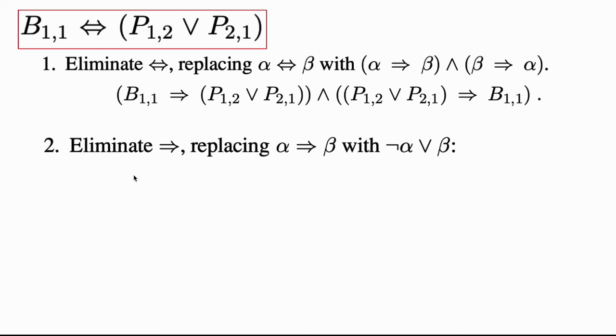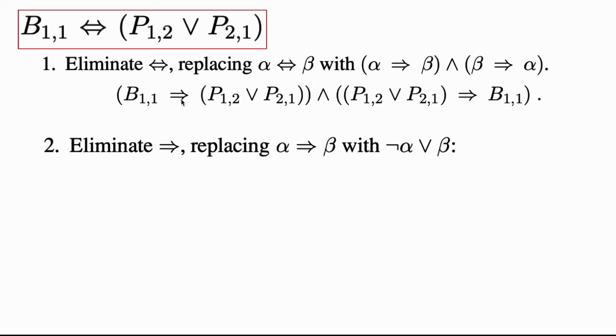The next step is to eliminate the implies, using the format not alpha or beta. If you look at the truth table for alpha implies beta, and the truth table for not alpha or beta, you will see that they are exactly the same. I will not spend time on how that is the case, because you can check it very easily. Please write a truth table for alpha implies beta, write a truth table for not alpha or beta, and see whether they are the same or not. You will find that they are the same.